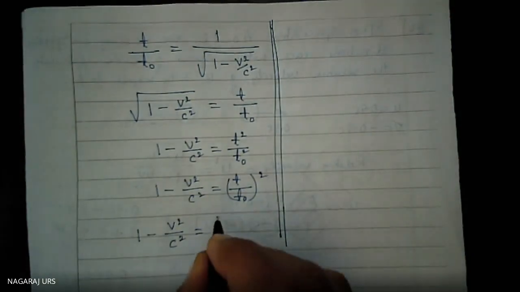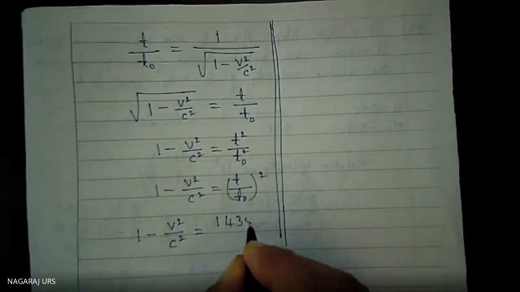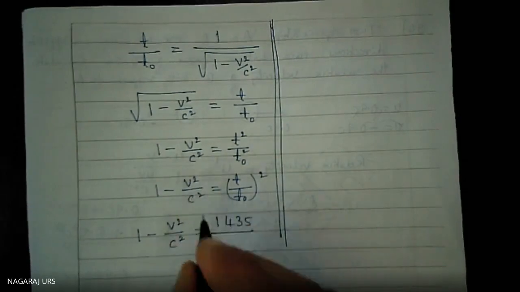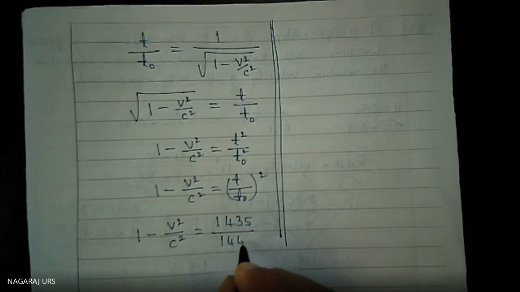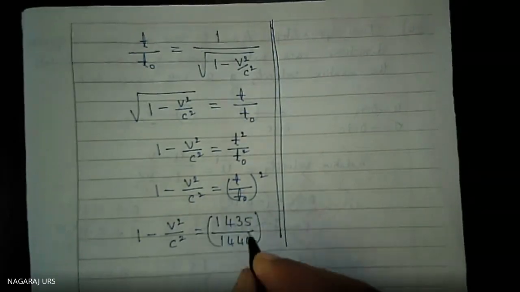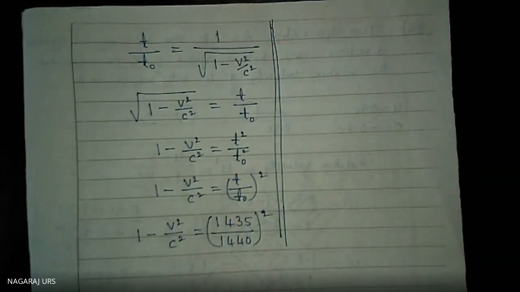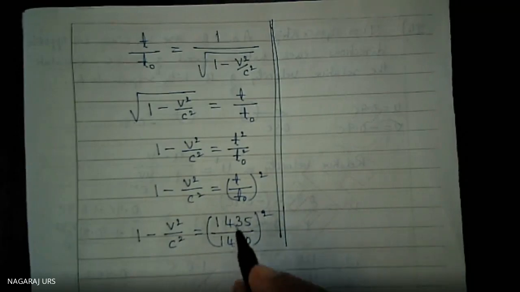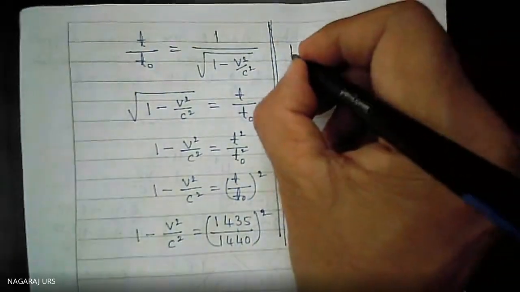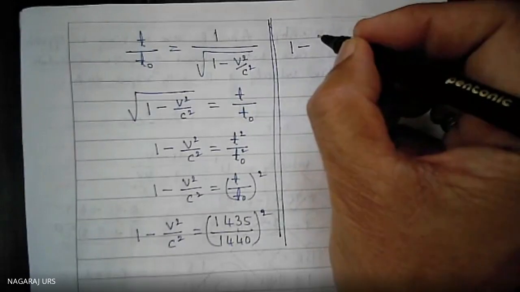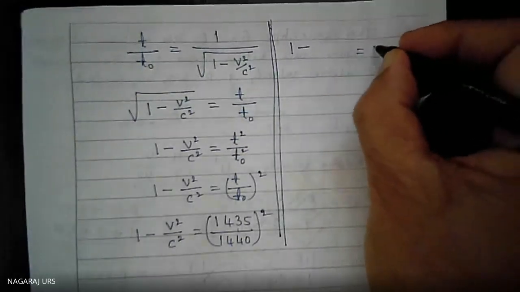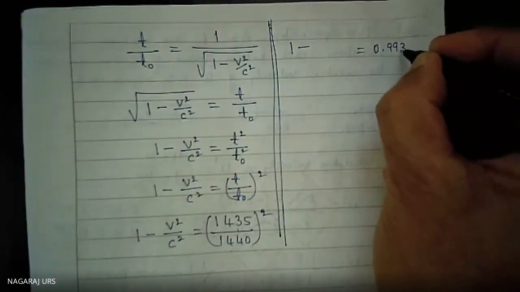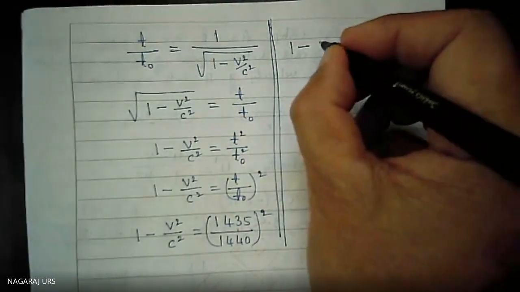T, it was 1435. T naught is how much? 1440. That's square. Yes, one of you do this calculation. 1 minus 0.99307. Okay, 0.99307. Check whether it is right or wrong.